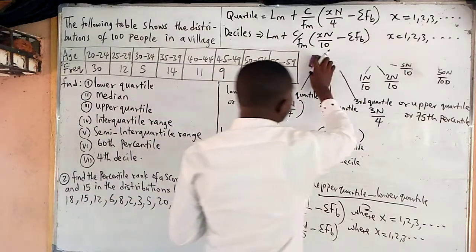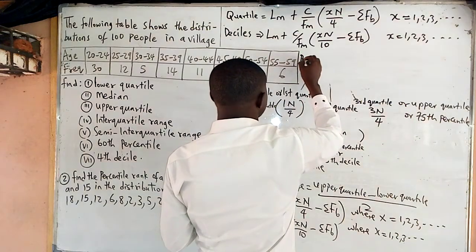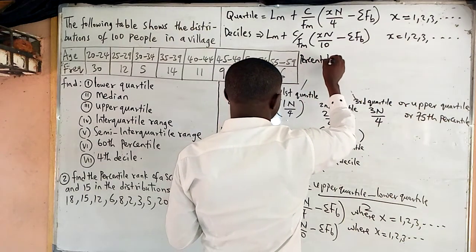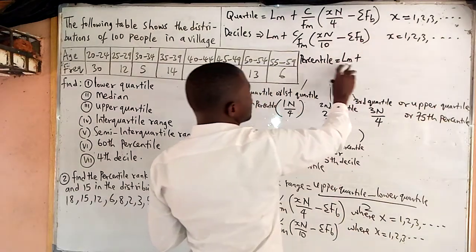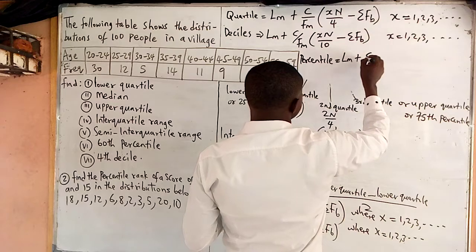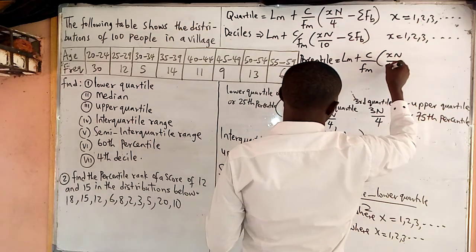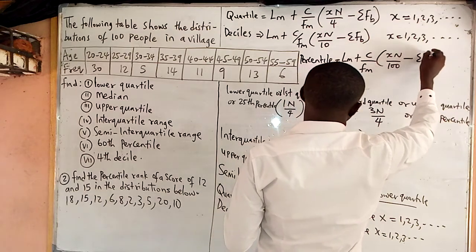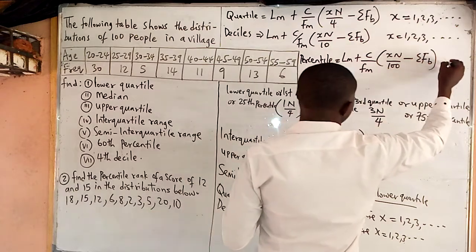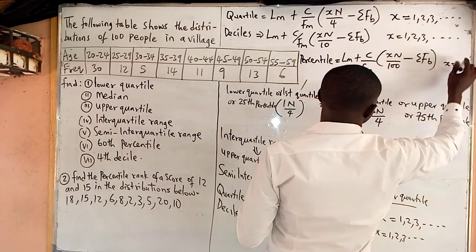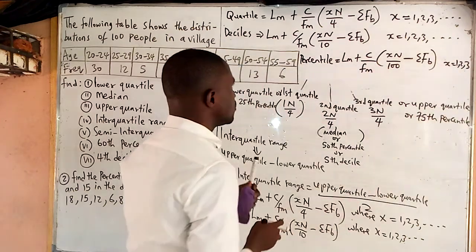Then for the percentile, we said that the formula is LM, the lower class boundary of the percentile class, plus C all over FM, bracket xN all over 100 minus the summation of frequency before the percentile class, where x ranges from 1, 2, 3 to 99. Okay?